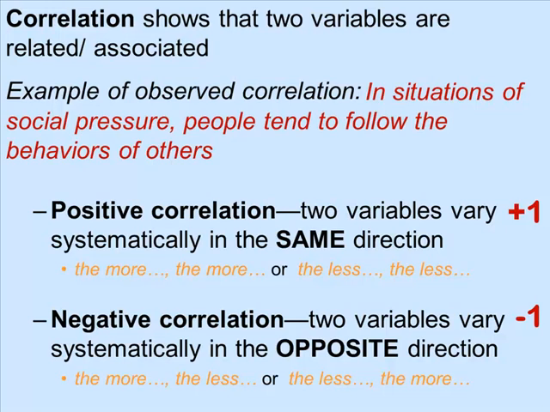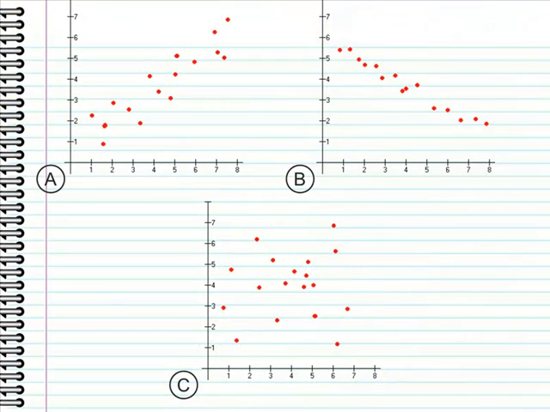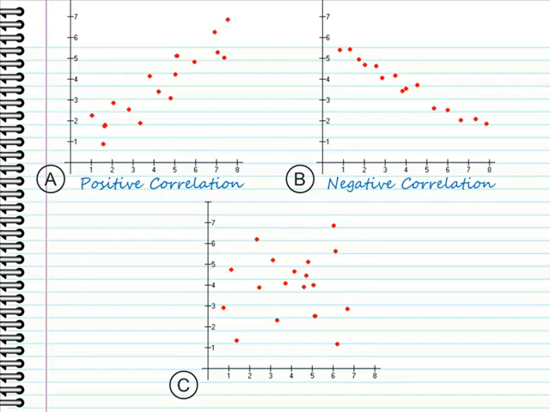Now, to visualize how variables can vary in different directions or how their values are increasing and decreasing, let's take a look at the following graphs. Your task is to identify which type of correlation it is, positive or negative. Graph A, what type of correlation do you think it is? Positive correlation. You can see that the values are increasing on both axes. How about graph B? It's a negative correlation. Values increase on one axis and decrease on the other axis. And finally, graph C, what type of correlation is it? Well, clearly there is no correlation at all.